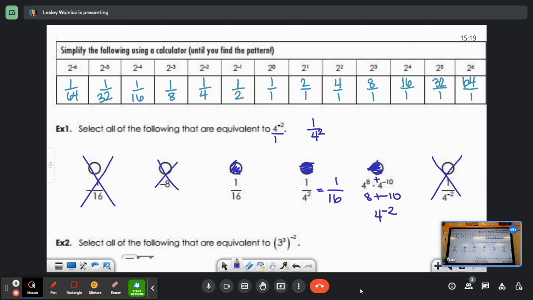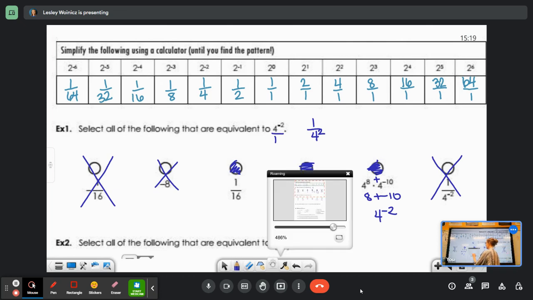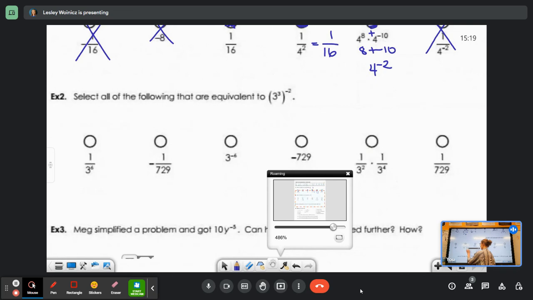So that kind of looked like a lot, but was it too bad? It was kind of fun. Once you get on a roll. All right, here's another one.